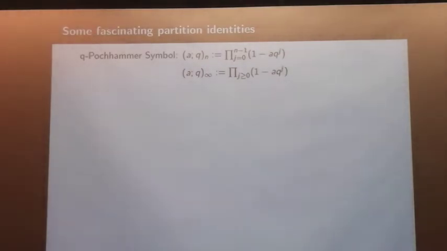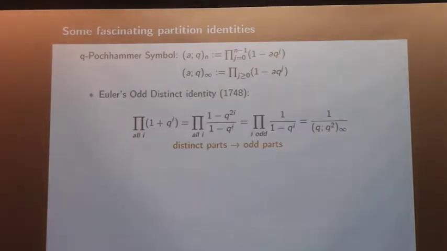Okay, so before I introduce some well-known fascinating partition identities, let me introduce the q-Pochhammer symbol. So (a; q)_n is defined to be this product, with n terms, of 1 minus a times q to the j, where j goes from 0 to n minus 1. And (a; q)_infinity is taking n to infinity here.